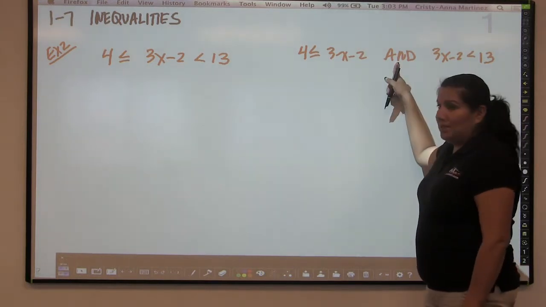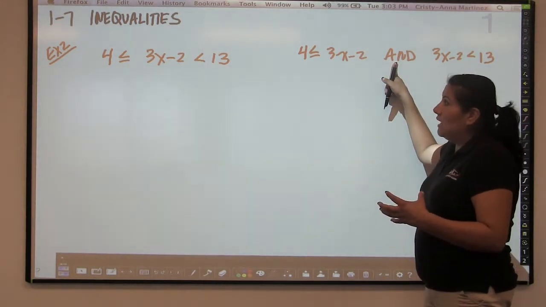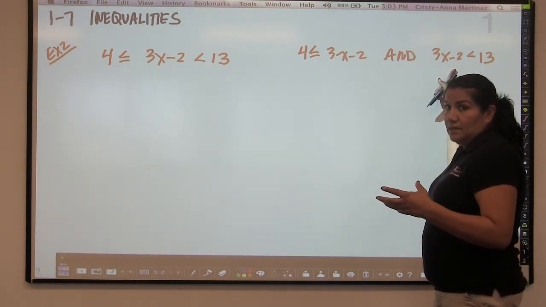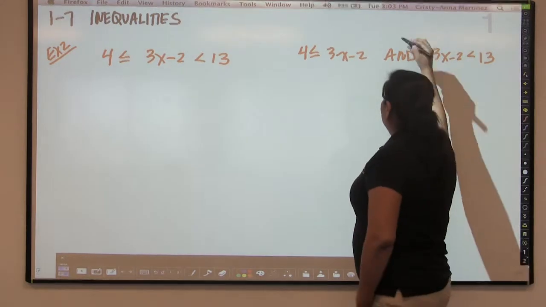But an and implies that your solutions are going to be numbers that make both equations true at the same time. It's an intersection, right? The symbol for and is this, by the way.